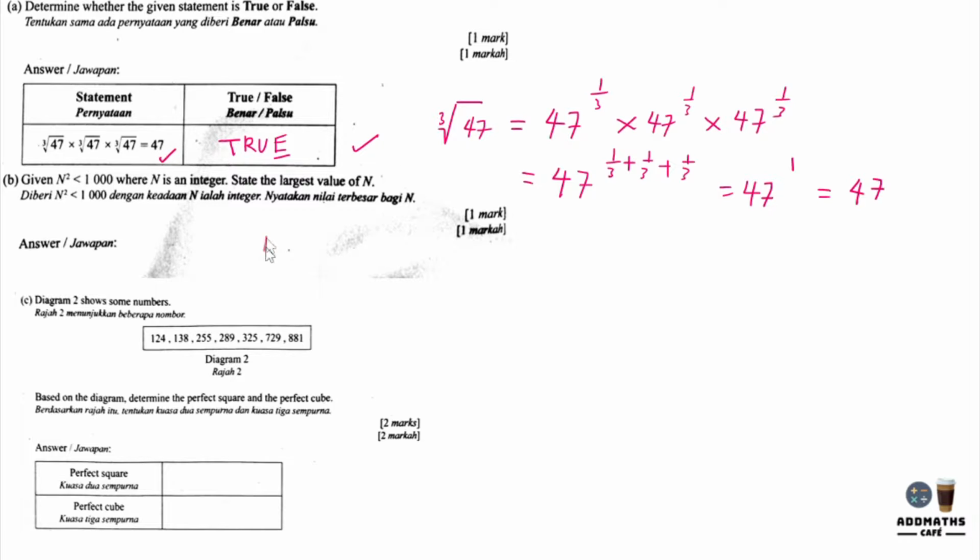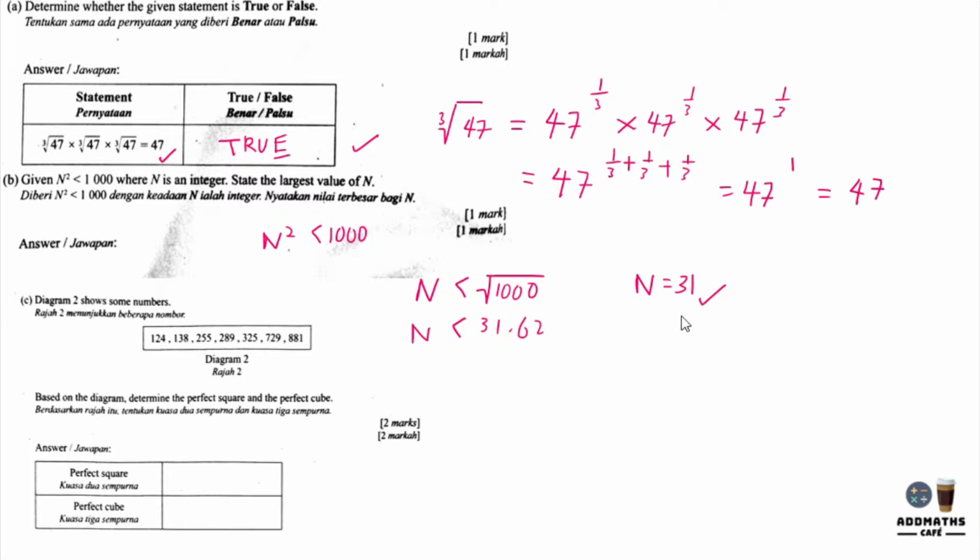n squared is less than 1000, where n is an integer. State the largest value of n. So n squared will be 1000. Bring the square to that side, it will be square root of 1000. If you take the square root of 1000, you will get the answer 31.62. So your n has to be less than 31.62. So your n will be equal to 31. So your answer for the largest value of n will be 31.